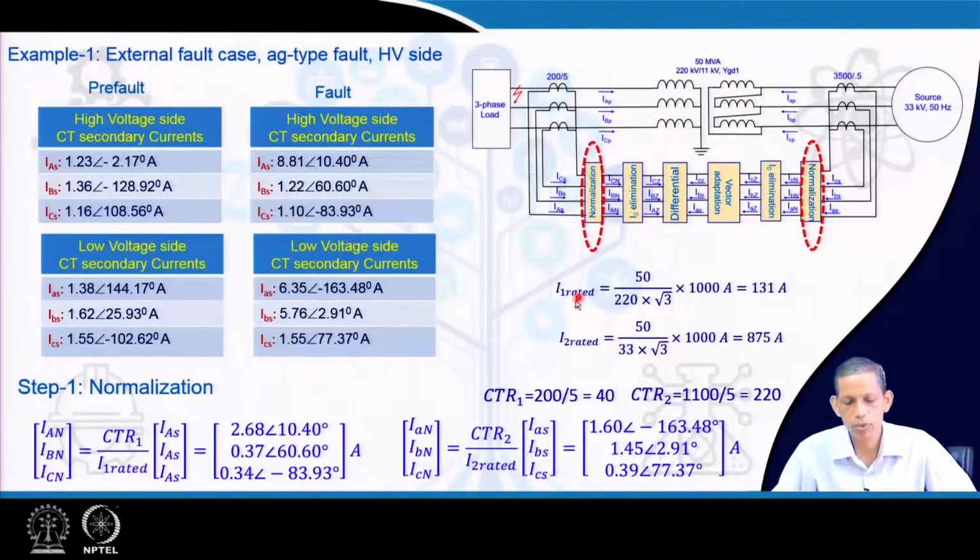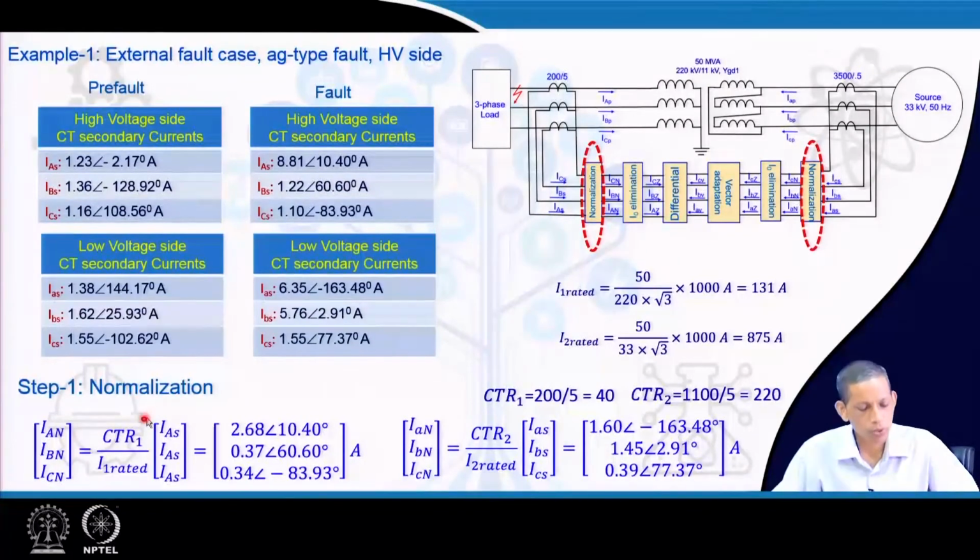In the first step, we see the I rated, I1 rated on the high voltage side and I2 rated on the low voltage side. 50 MVA divided by 220 kV into root 3 gives 131 ampere, and 50 MVA divided by 33 kV into root 3 gives 875 ampere. Based on that, we select the CT ratio to be 1.25 times, as we have already learned. The CTR1 on the high voltage side becomes 200:5 with a ratio of 40, and the low voltage side has a ratio of 1100:5, 220 factor.